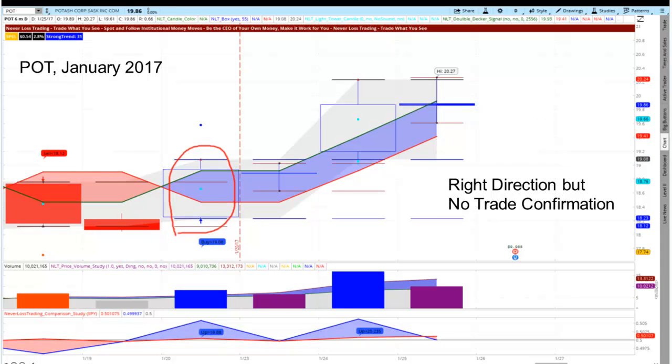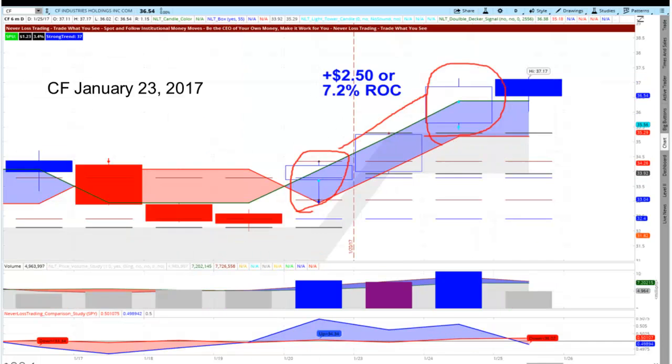So how did the next one work out? On POT, we had the direction right, but the next candle, next day, didn't tick out the overall direction. So with that, no trade. Let's move on, because if you had a buy stop going in above 1908, that would be 1910, it would not be triggered, so we wouldn't have traded it.